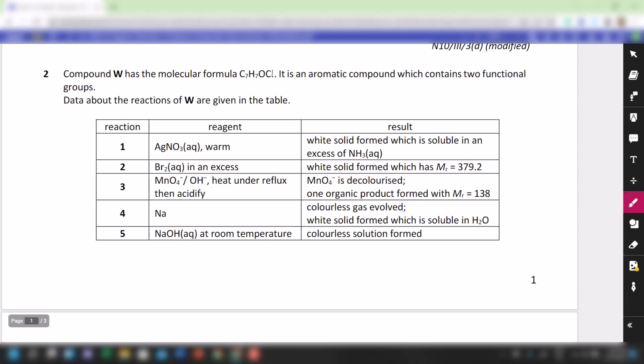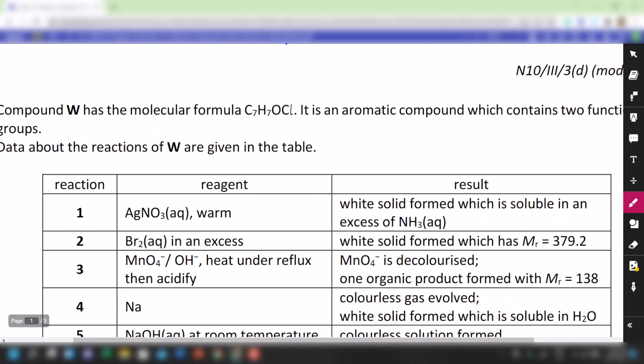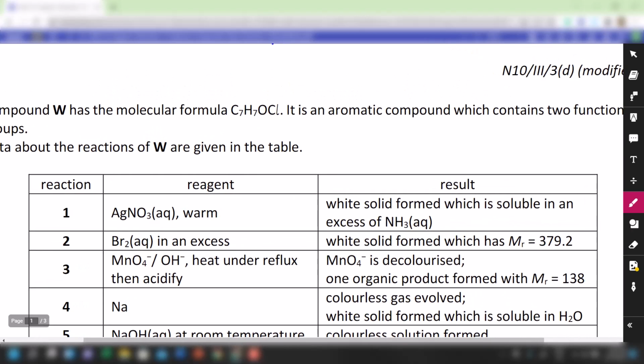Okay, so for question 2, we are given compound W has the molecular formula C7H7OCl. So again, we'll attempt to calculate the degree of unsaturation. If you remember what we mentioned earlier on, for atoms such as halides, in the calculation of degree of unsaturation, we will treat them as hydrogen.